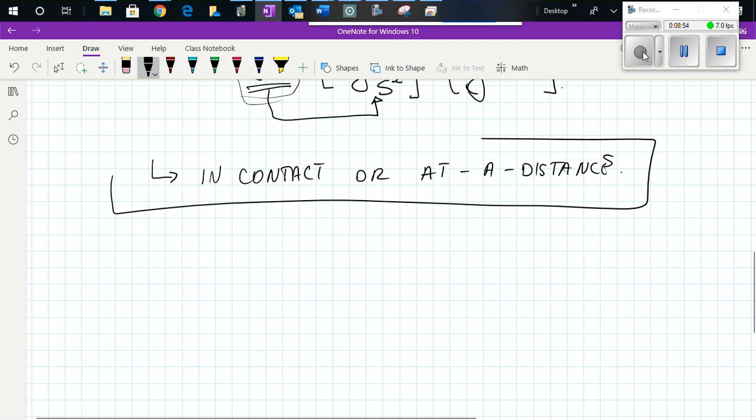What do I mean by this? So if we have an object sitting on the table, and we are pushing that object in a certain direction, then we need to be in contact with this object to see the motion of the object, to actually exert the force on that object.